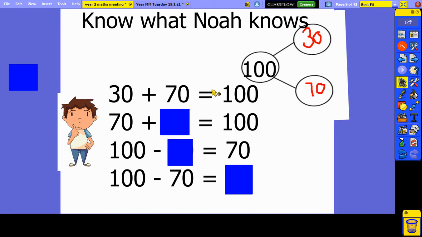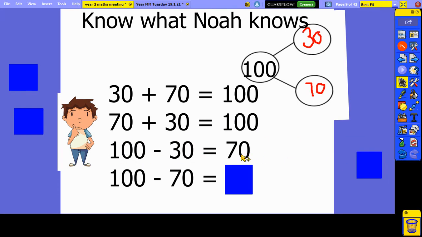If I know 30 plus 70 equals 100, then I know 70 plus 30 equals 100. If I know 100 subtract 30 equals 70, then I know 100 subtract 70 equals 30. Well done.